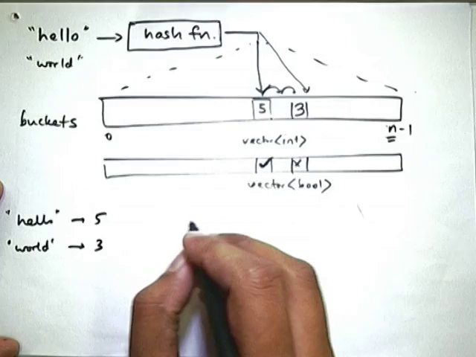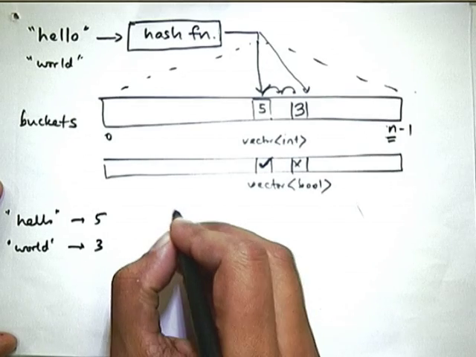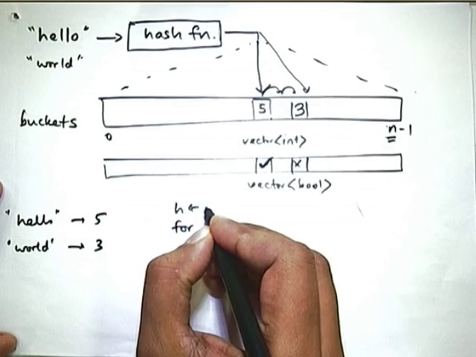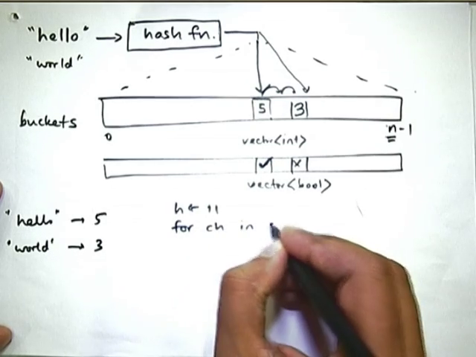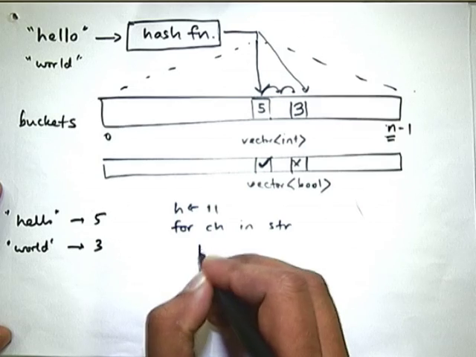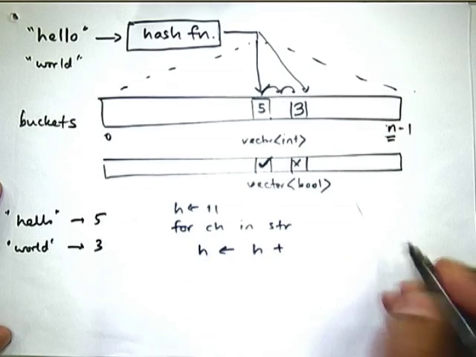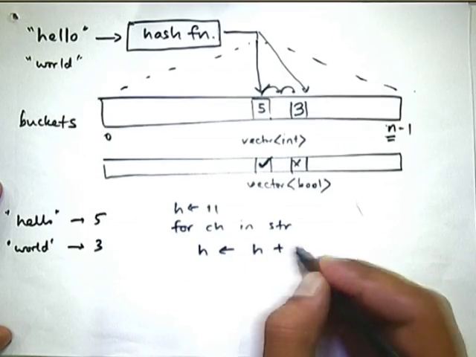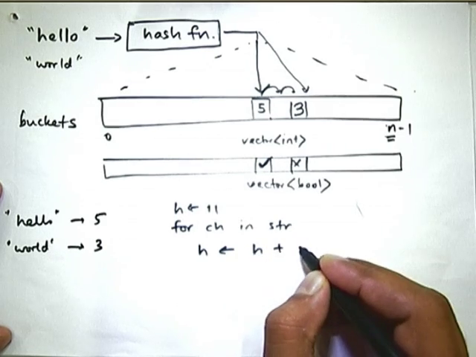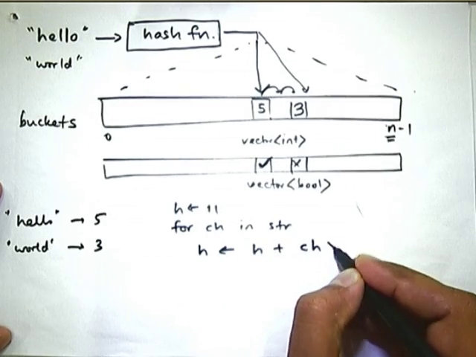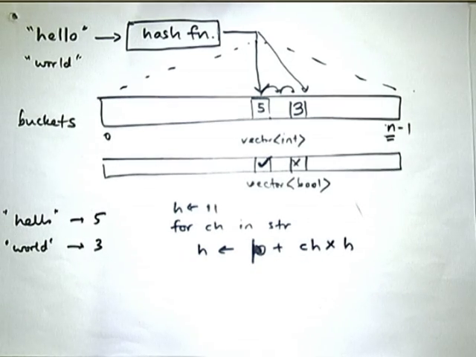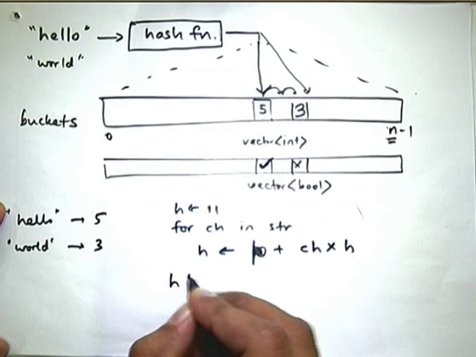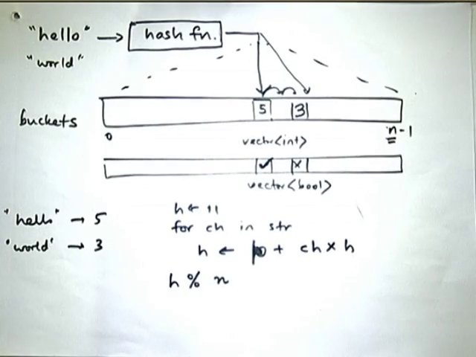So what's a hash function? A very common hash function is something like this. Say you initialize h to some prime number like 11, and then you say for character in input string, h equals h times some other prime, times character, plus some other prime p. You do that, and then finally return h percent n.